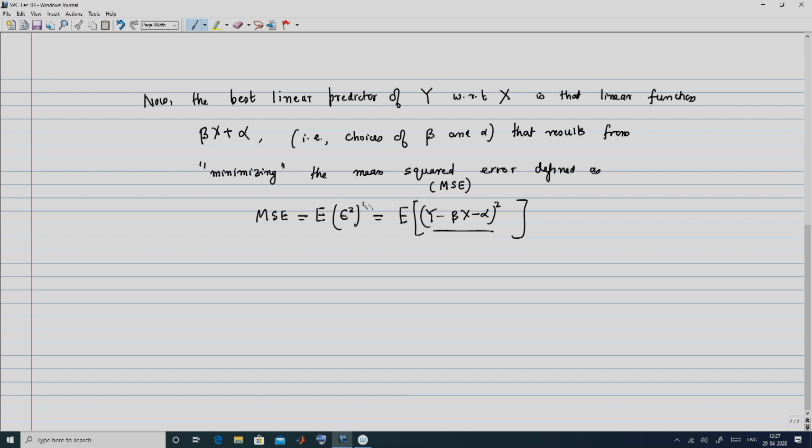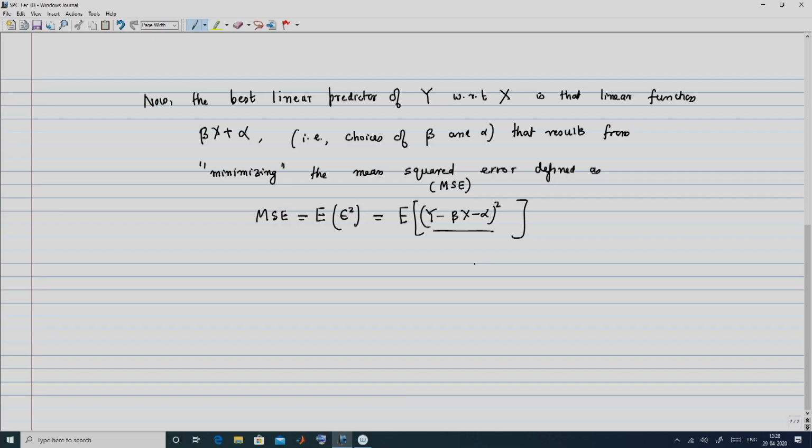Okay. So this 2 is not here. What I am looking at here is epsilon, which is the error, and I am squaring it. So that is basically going to capture and penalize the larger deviations from the actual value as compared to the linear predictor. And since this is a random variable, obviously we have to calculate its expectation.